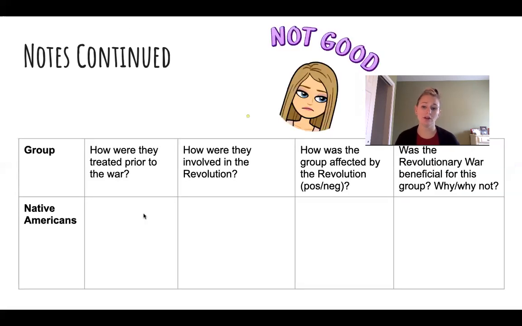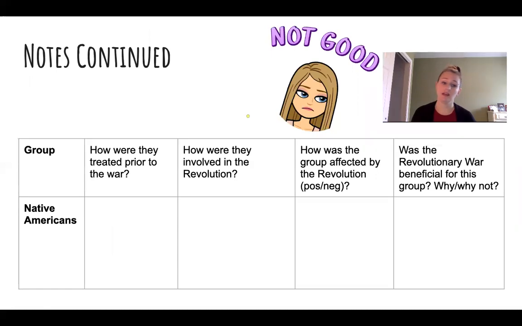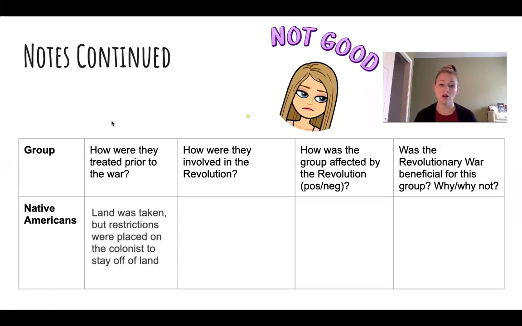The last group that we want to talk about is the Native Americans. So before the war, obviously we know that Native American land kept being taken and taken and taken by the British, but there were restrictions that were put into place. Remember that Proclamation of 1763 line that said Britain owned this land, but the colonists couldn't move onto it, which is part of why the Native Americans wanted the British to win, because they knew that if the colonists would win and gain their independence, that proclamation line was going to go away. And that's exactly what happened.